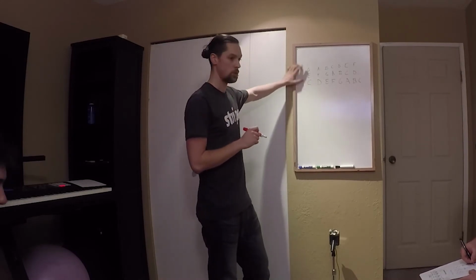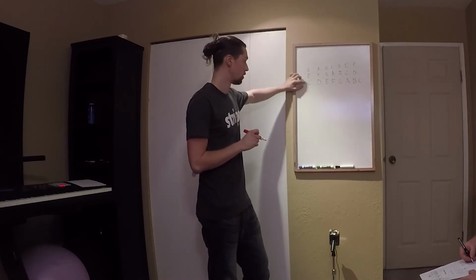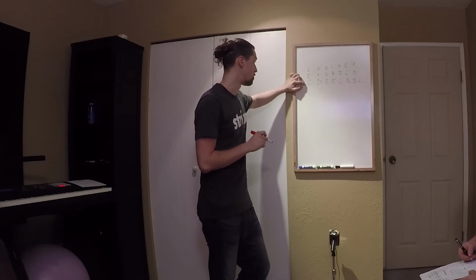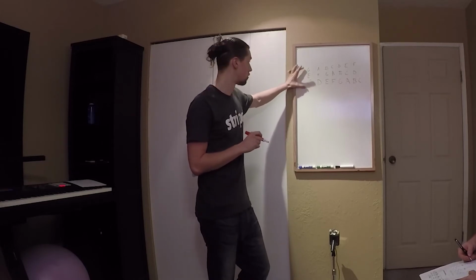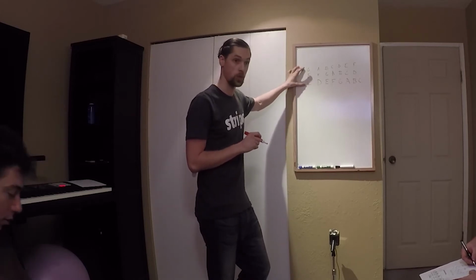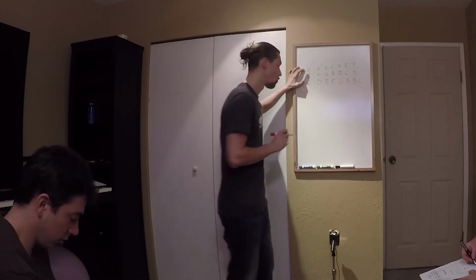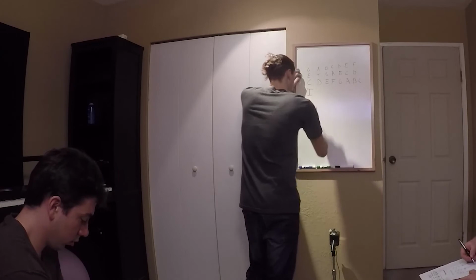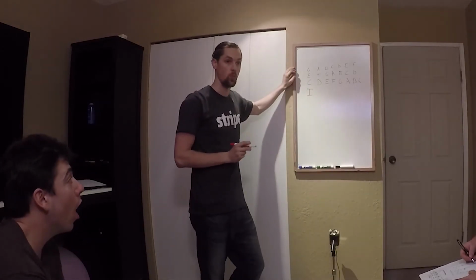C, E, G. C to E is what interval? Major third. That's right, major third. C to G is what interval? Perfect fifth. So that's a major triad, right? So I'm going to denote that by an uppercase Roman numeral I.